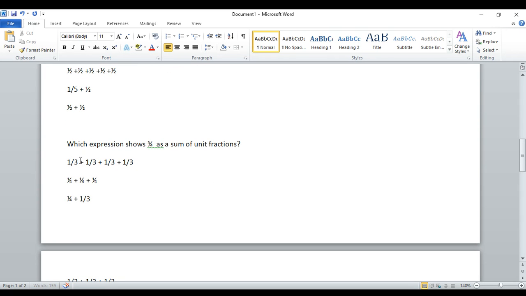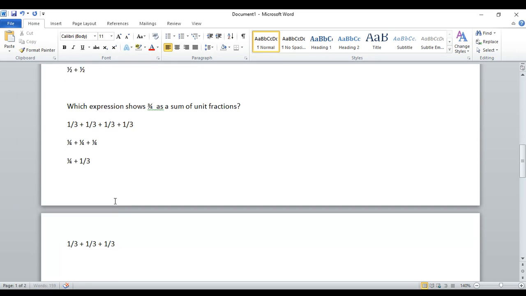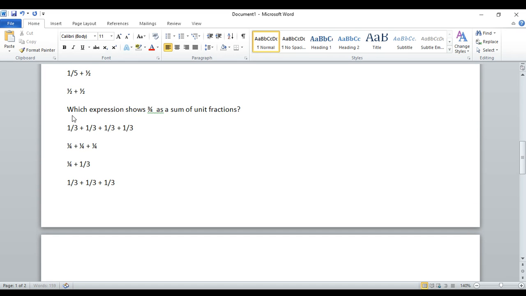So you might have another one like this. It says, which expression shows 3/4 as a sum of unit fractions? So it wants to know which little math problem down here, one of them went down to the next page, equals 3/4? So we want to find one that has 4 as the denominator, and we want it to equal 3/4. So this one is the only one that has 4 as a denominator for all of them. And 1/4 plus 1/4 plus 1/4, if we put them all together, voila, that's going to equal 3/4.